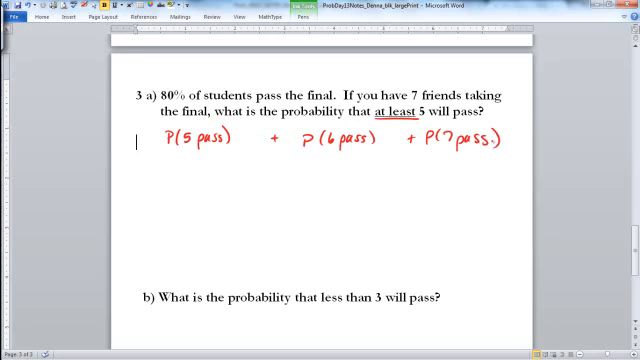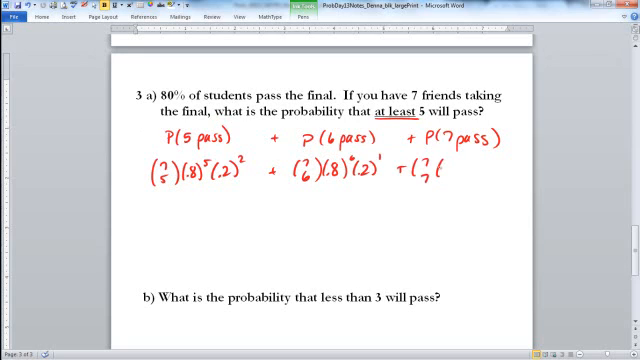Pause the video and try and figure all of these out on your own. For our first one, we would have 7 choose 5, 0.8 to the 5th power, 0.2 to the 2nd power. Here we would have 7 choose 6, 0.8 to the 6th power, 0.2 to the 1st power, and then we would have 7 choose 7, 0.8 to the 7th, and 0.2 to the 0th. If we add all of these individual probabilities up, we will get 0.852.